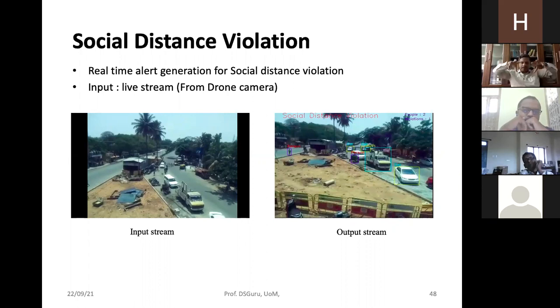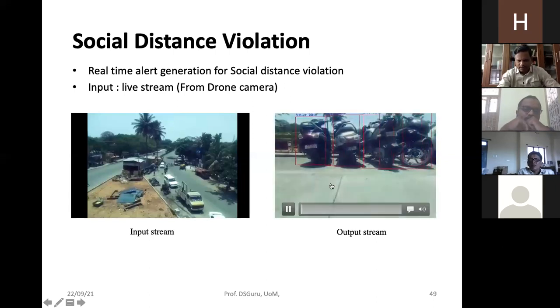And when we captured the drone videos, we wanted to identify if there were two guys walking together without maintaining the social distance. If that is the case in that area, the camera used to generate an alarm that there are people violating the social distance. Let me run the video here.